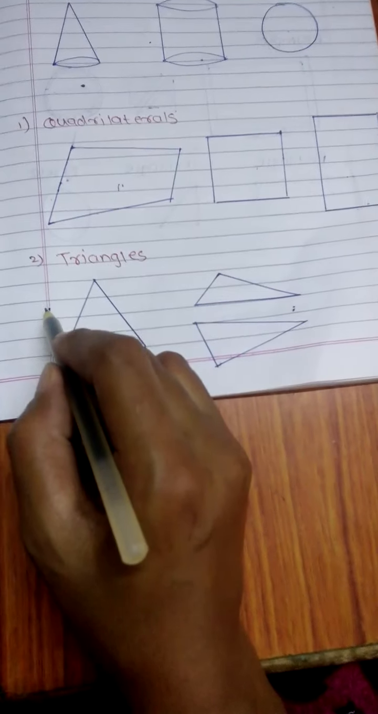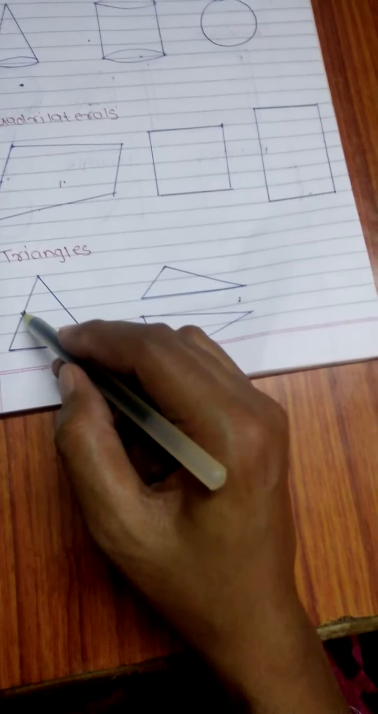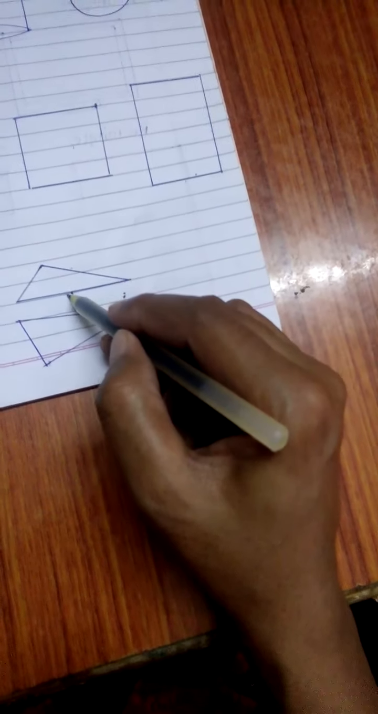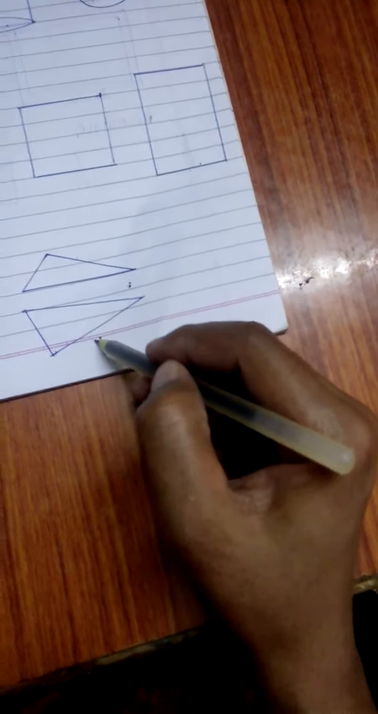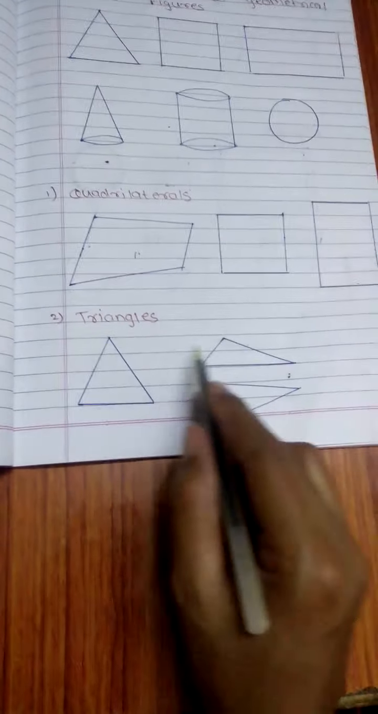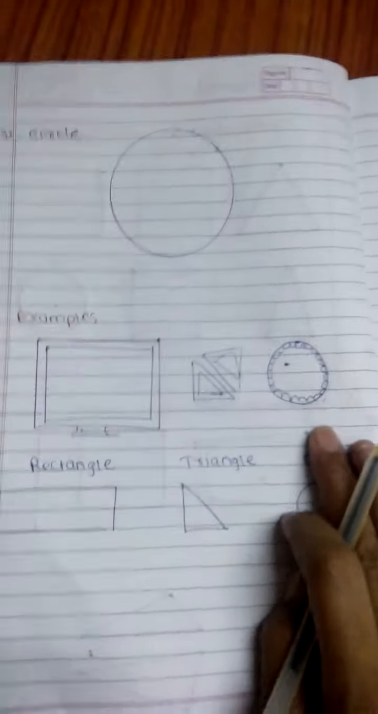The second is triangle. Triangle has 3 sides. 1, 2, 3. That is all. These all are triangles. The next is circle.